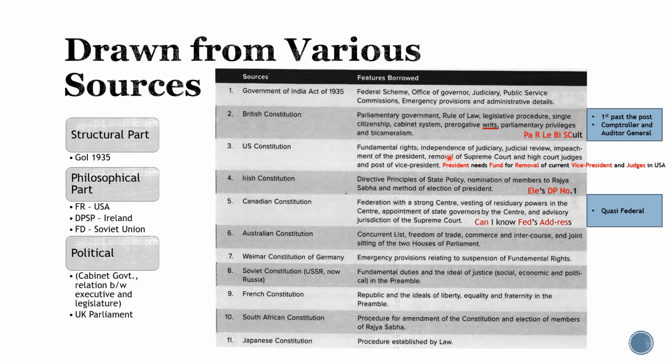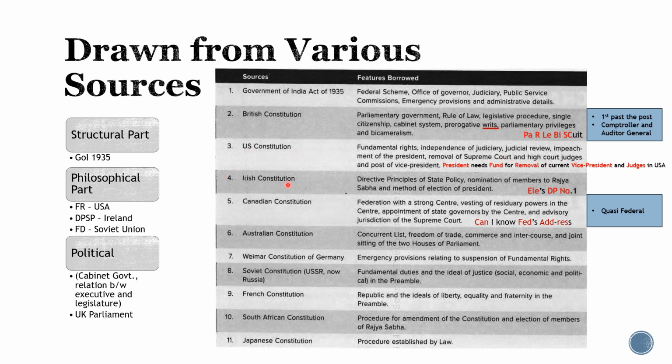President is impeachment of president. Needs fund is fundamental rights. Removal is impeachment of whom? Of vice president and also the judges, removal of Supreme Court and High Court judges, and the post of vice president. Yeah, so that is what's borrowed from the US Constitution.